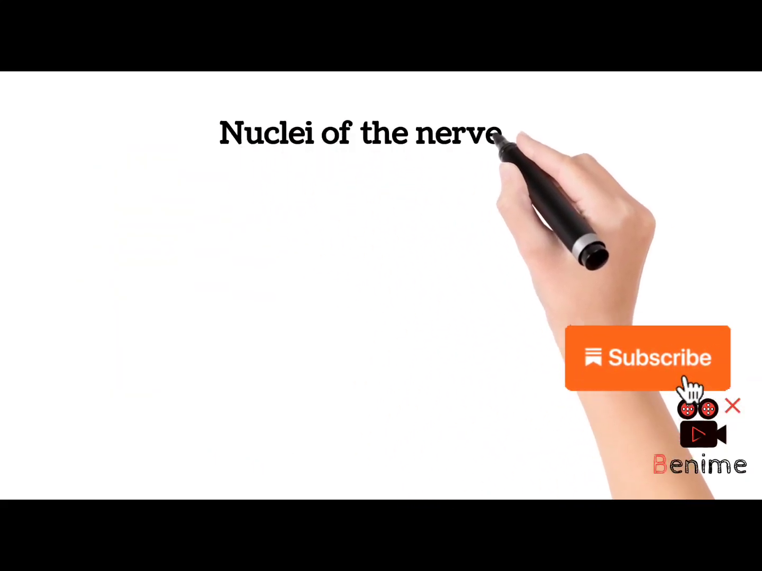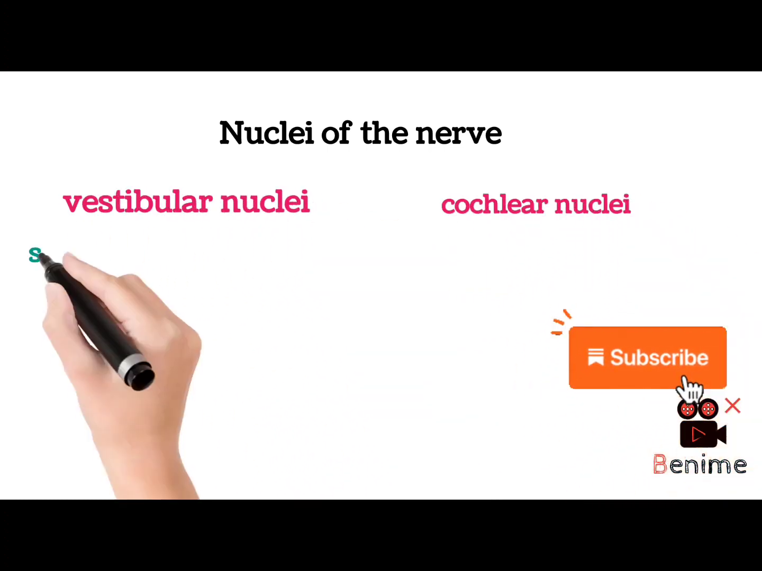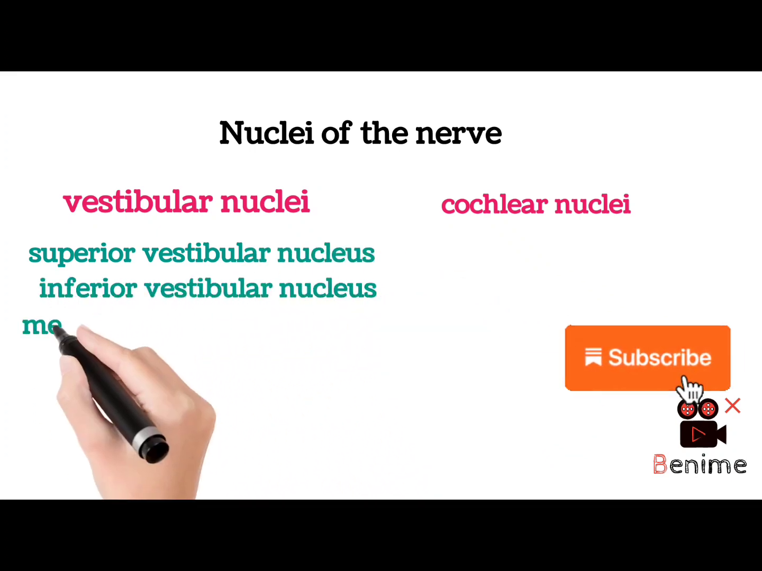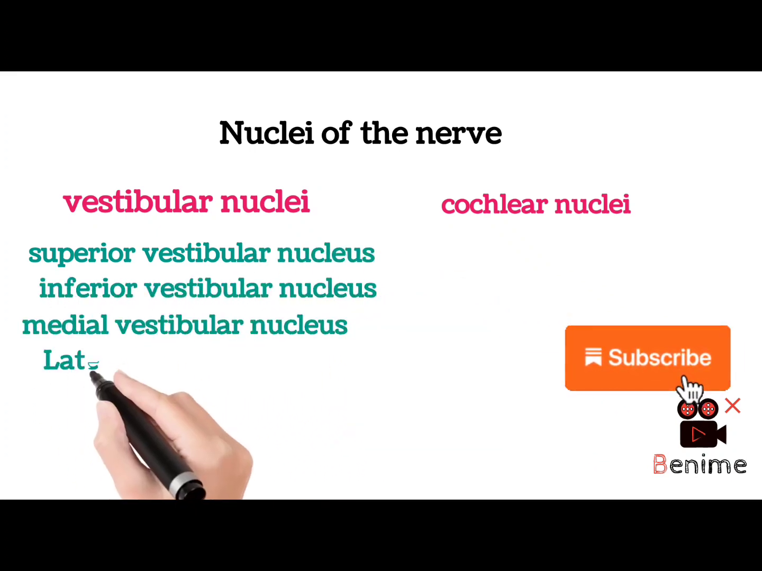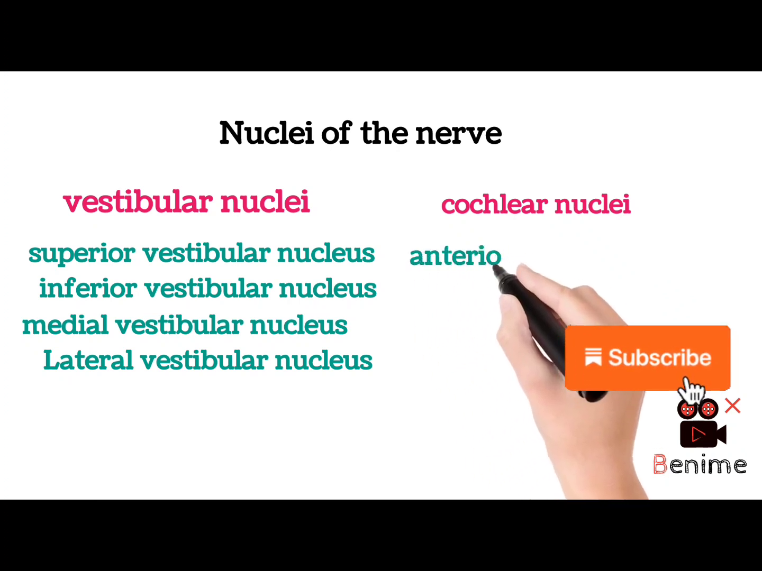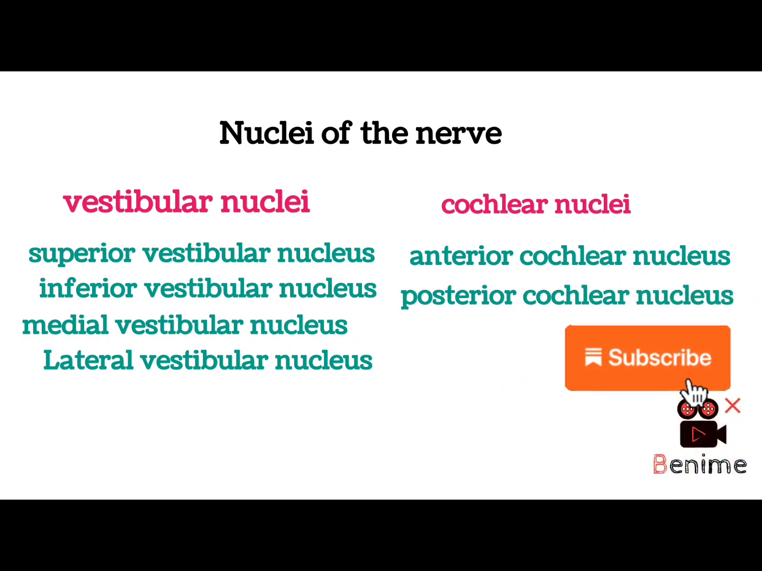Now coming to the nuclei of the nerve, we have vestibular nuclei separately and cochlear nuclei separately. There are four vestibular nuclei: the superior vestibular nucleus, inferior vestibular nucleus, and medial and lateral vestibular nuclei. And we have two kinds of cochlear nuclei, the anterior cochlear nucleus and the posterior cochlear nucleus, in the course of the cochlear nerve.